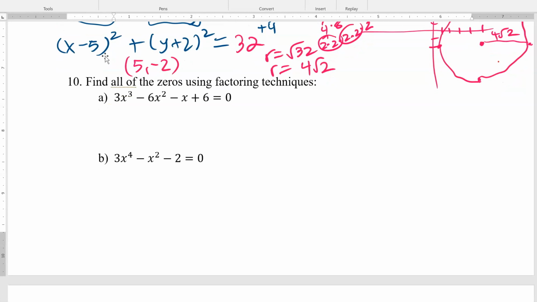Find all the zeros using factoring techniques. This has 4 terms. You should know how to factor by grouping. These both have 3x squared in common, leaving us with, what is that, x minus 2. Oh, bugger, I made this wrong. I meant for that to have 3x as well. All right, so if this had a 3x, I'll have to fix that, but yours will be wrong. Factoring out the minus, see, that just isn't what I wanted.